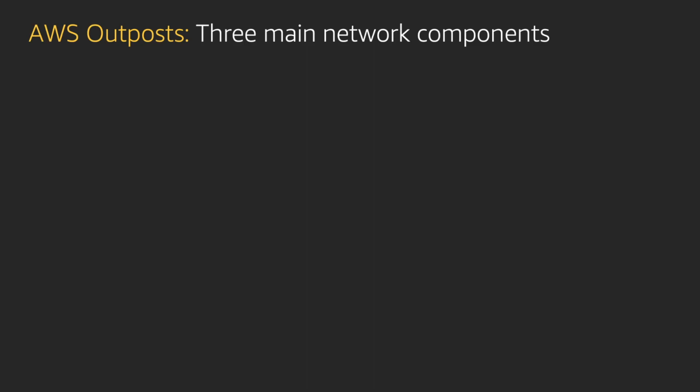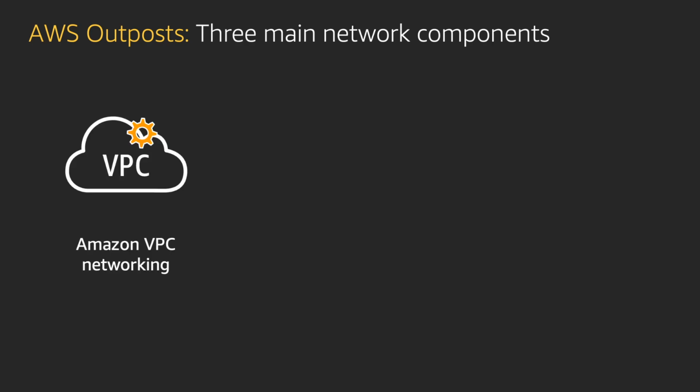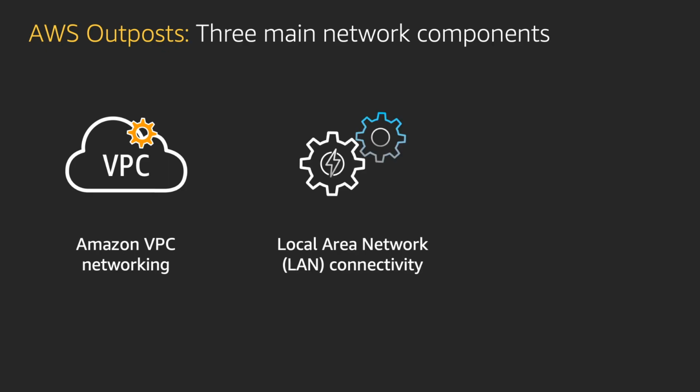So first, when I think about AWS Outposts, I think about three main networking components. First is the Amazon VPC networking, which we're about to dive into. Then there's local area network connectivity. So we're actually taking a piece of hardware or a whole rack worth of hardware, or in fact, multiple racks if you wanted to, and we're bringing that on premises and we need to connect into your local area network of the data center or the on-premises site where you're deploying an Outpost.